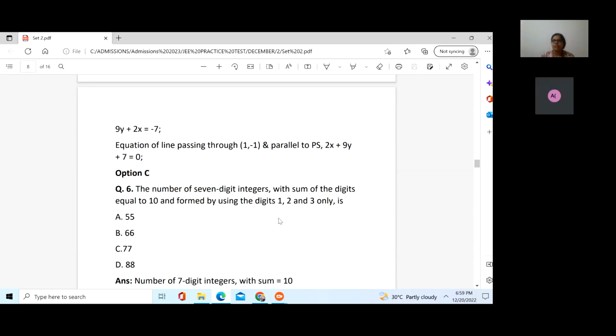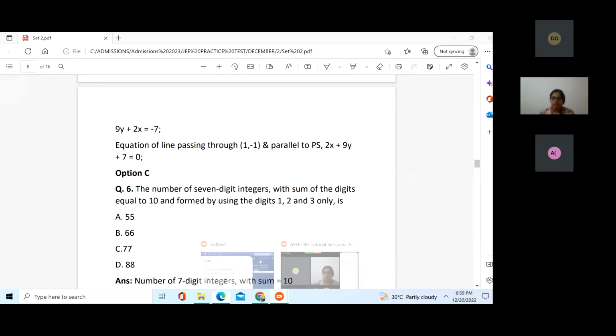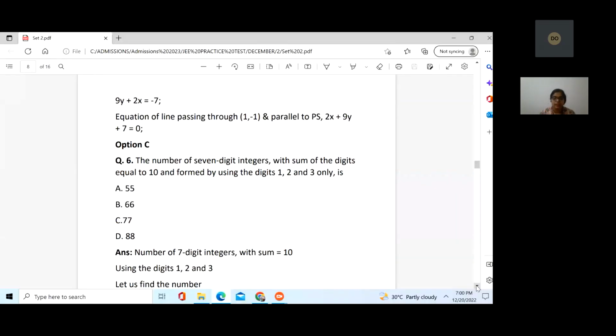You can just try. There are 7-digit numbers. The sum should be 10, and the digits which I should take are 1, 2, 3. Which all are the combinations that you're receiving? It's a very simple question to answer. So think about which all are the combinations which you are receiving. The number of 7-digit integers with the sum of digits equal to 10 formed by using the digits 1, 2, and 3. I think we can discuss this question now.